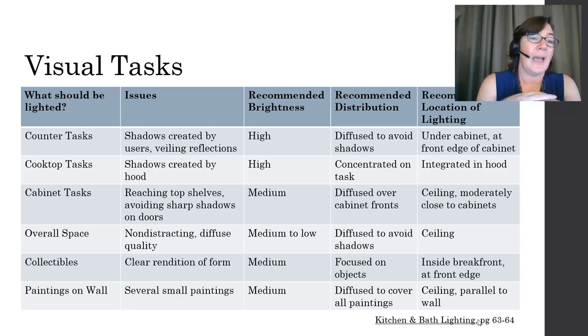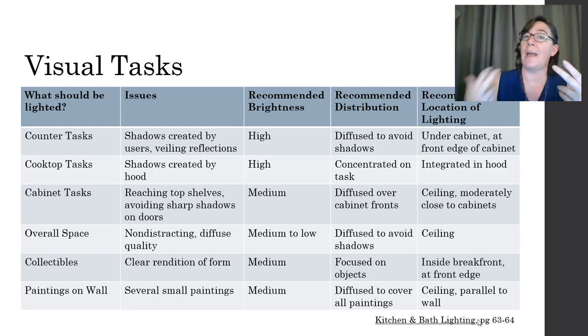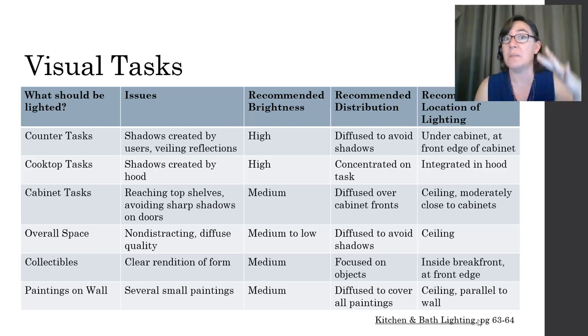The next visual task is simply the overall space. We're going to be walking around and using the space of the room. And for that, we want something that's not distracting, generally diffuse, and medium to even low brightness level. And it's recommended that this be ceiling lighting.